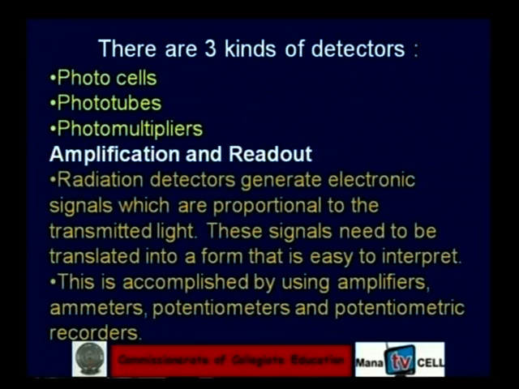Coming to the next slide. Here, as I said earlier, there are three kinds of detectors. The first one is photocells, the second one is phototubes, and the third one is photomultipliers, and the reading is detected by the amplifiers, ammeters or potentiometric detectors or potentiometers.